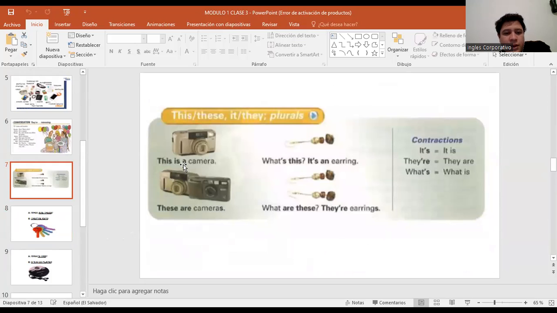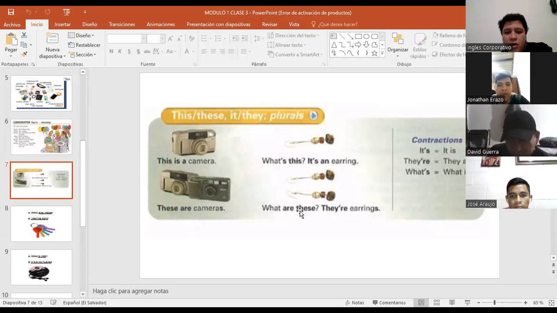So we have, for example, this is a camera, okay? This is a camera. Esto es una cámara. These are cameras, okay? So this one, guys, lo ocupábamos para hablar de singular, right? Solo de una cosa. But these, lo ocupábamos para hablar de dos o más cosas, right? Plural. So, for example, tenemos esta pregunta. Se dan cuenta que esta es una W question, right? What is? Or what, right? What is this? ¿Qué es esto? It's an earring. Es un arete, right? It's an earring. Now, we have this one. What are these? Okay, are, porque eran plural, right? They are earrings. Son aretes, right?